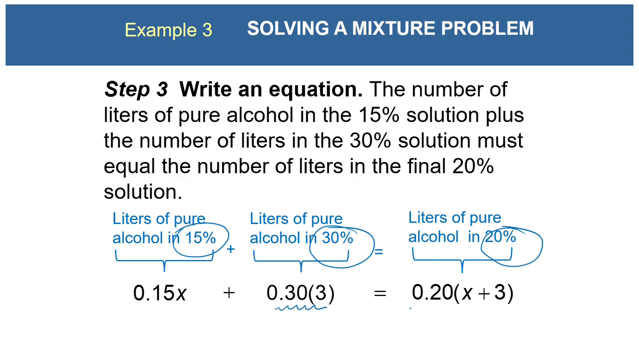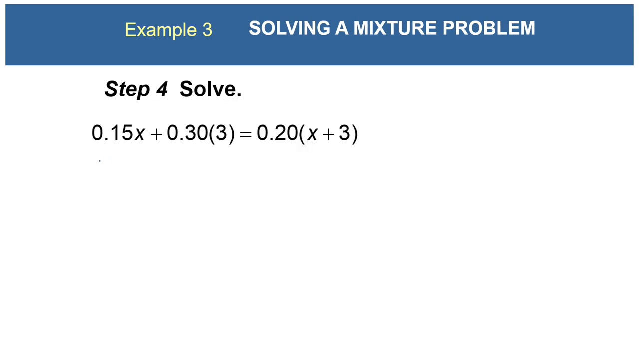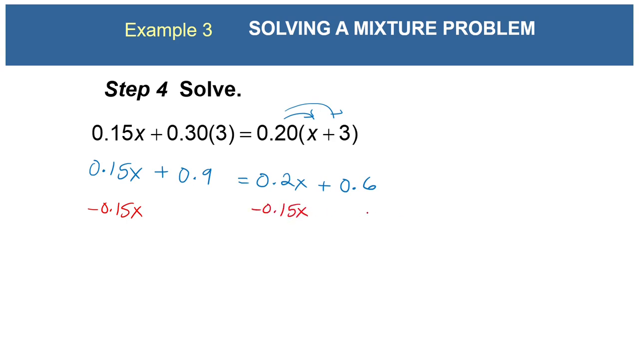So let's multiply some of these values out and distribute the right side to create our equation. So I can simplify this as 0.15x plus 0.9 equals, let's distribute the 0.2, that's 0.2x plus 0.6. Now let's solve for x. Let's subtract 0.15x from both sides. And let's subtract 0.6. This would cancel out and this would cancel out.